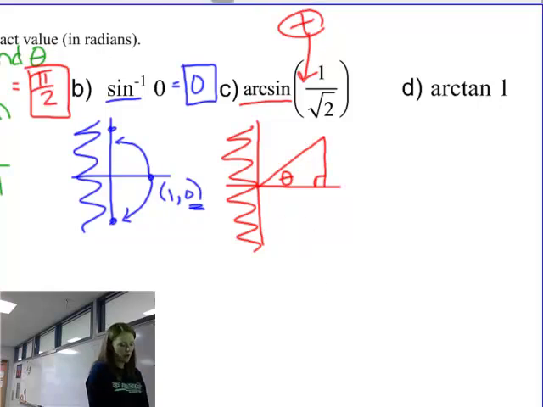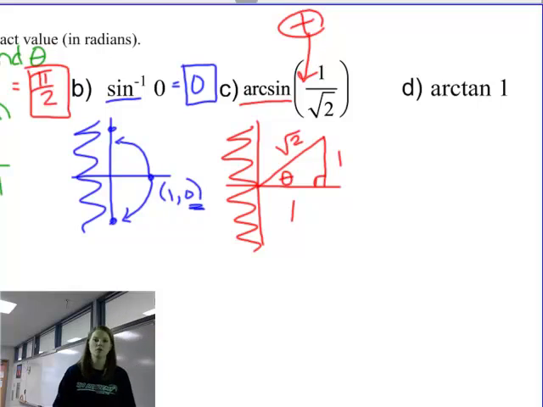Okay, so now we have a triangle here. Sine is opposite over hypotenuse. So that would give us a 1/√2, which means this is also a 1 because of our little triangles. Or you can use the chart. Mr. Leckie will show that in a second.